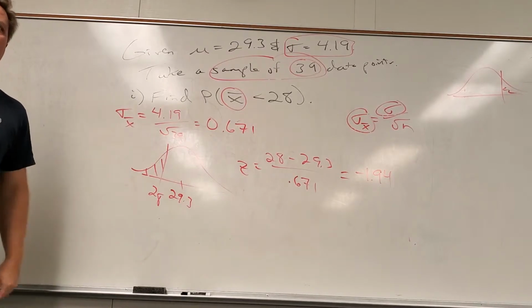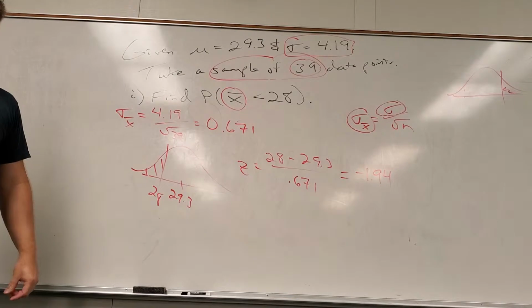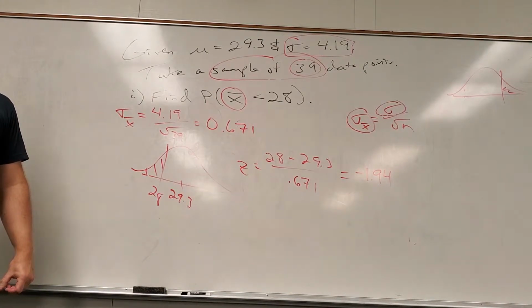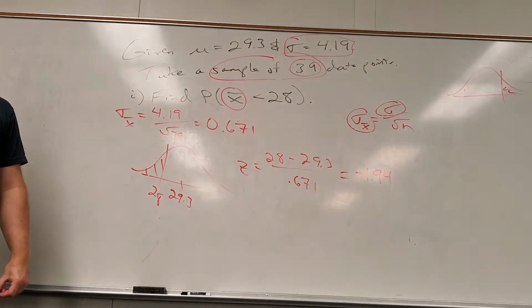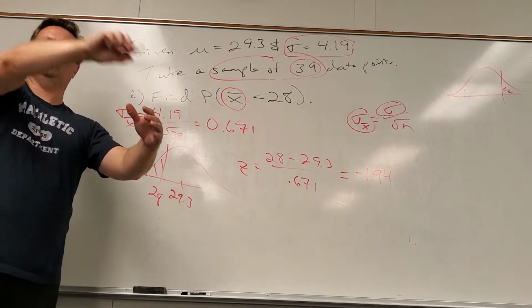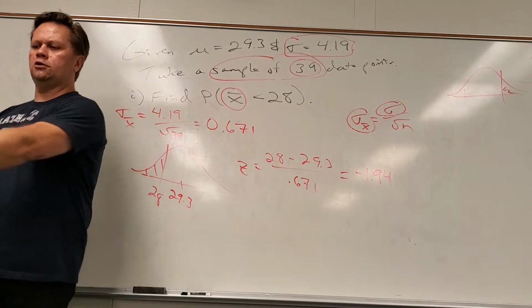Why do I know this is normal, by the way? This is a huge thing I totally forgot to make a big deal out of. Why do I know I can use the chart? Because n is greater than 30. So therefore, I know that the groups will now line up in a close enough to normal distribution. Close enough for what, Jeff? To use the chart.